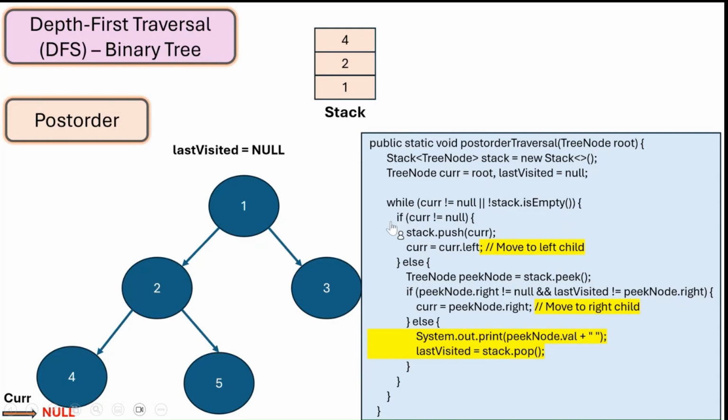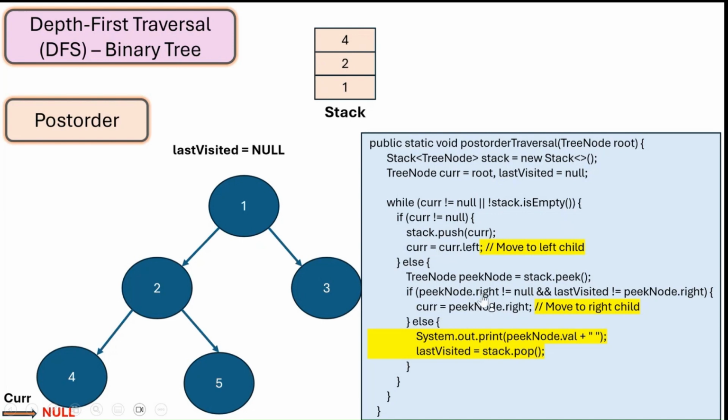So it will not go into this if condition, it will go to the else condition. Now we will check the peek node. What is the peek node? Peek node is a 4. So peek node means the node which was visited, or basically the node which was traversed previously.